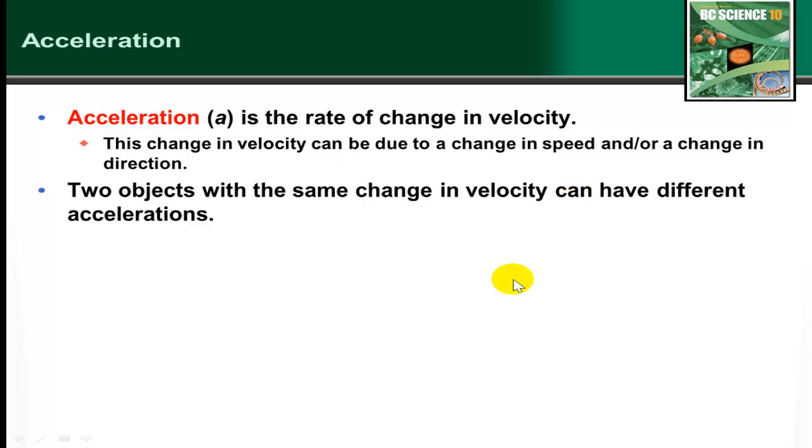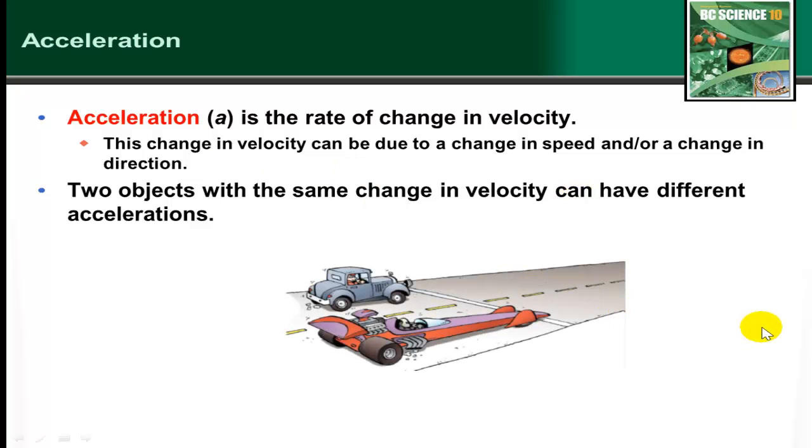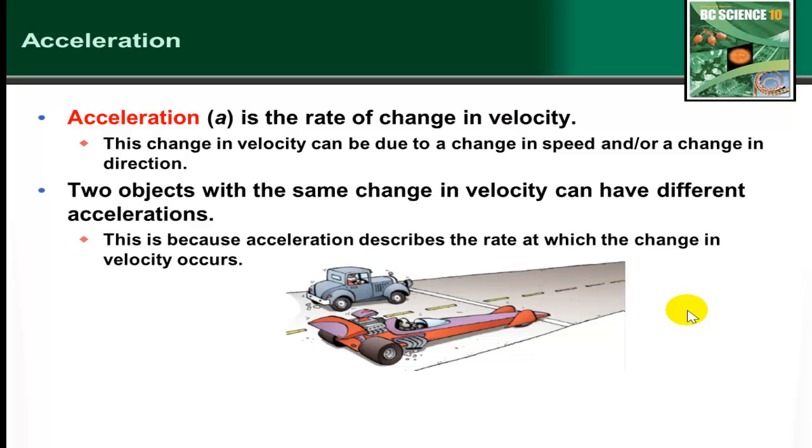Now that sounds weird, because take two cars, one an old jalopy, one a dragster, they can actually have the same change in velocity, but have very different accelerations. Velocity being equal is true in this case according to the formula for change in velocity, and you're welcome to plug in some numbers to try. But of course this is true because acceleration describes the rate at which the change in velocity occurs.